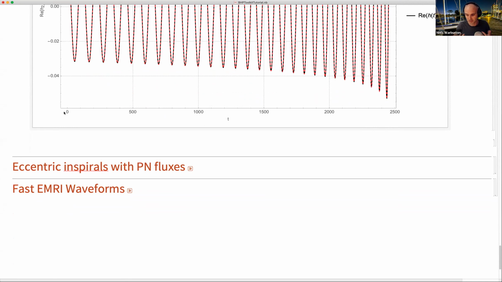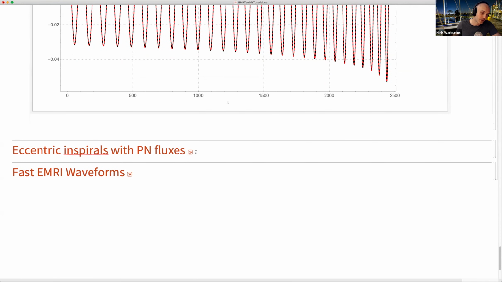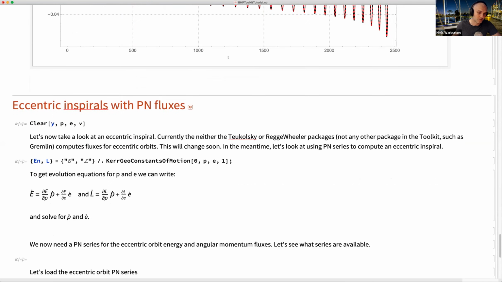It is coming soon, both in the Mathematica package, and also Scott Hughes is kindly donating his software that he's been using for years, which works for fully generic orbits around Kerr spacetime. So that should be in there in the not too distant future. So in lieu of actually having numerical fluxes, what we'll do is use post-Newtonian fluxes.